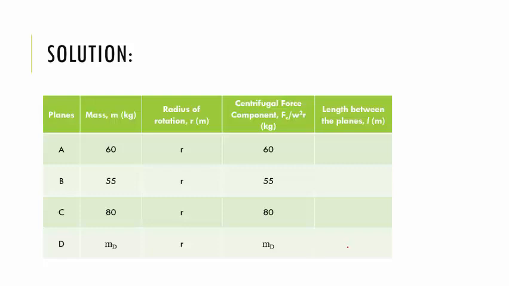So we can consider the plane D as the reference plane. By fixing plane D as the reference plane, we can mark its length as 0. Next, from plane D, we have to consider the locations of the remaining planes. From the given data, plane A is located at 1.3 meter distance from plane D along the negative x-axis. Similarly, plane B is located at 0.8 meter from plane D in the negative x-axis direction. Plane C is located at 0.7 meter from plane D in the negative x-axis direction.